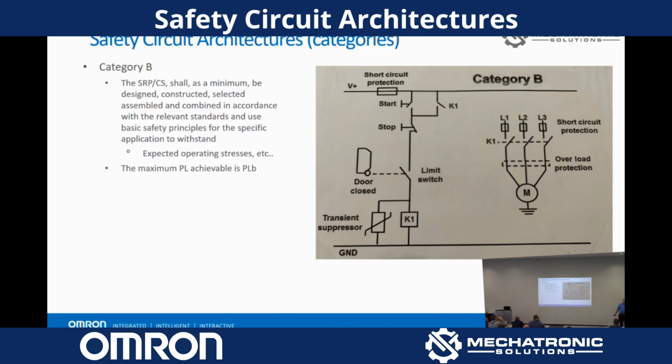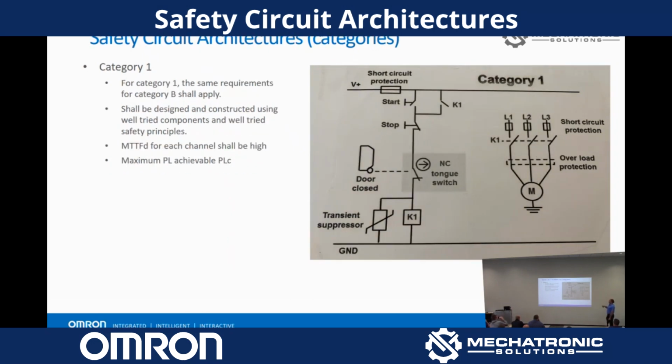We don't see category B a lot. It applies to very low risk situations, right? Where a performance level B is required. But basically all the standards say is put stuff on there that's not going to fall off and break. That's it. Don't have to monitor anything. If this limit switch goes bad, nobody knows. So you can see there's not a lot going on in terms of safeguarding.